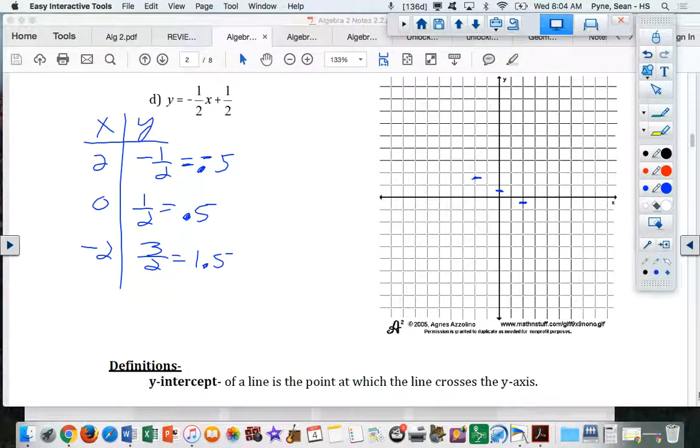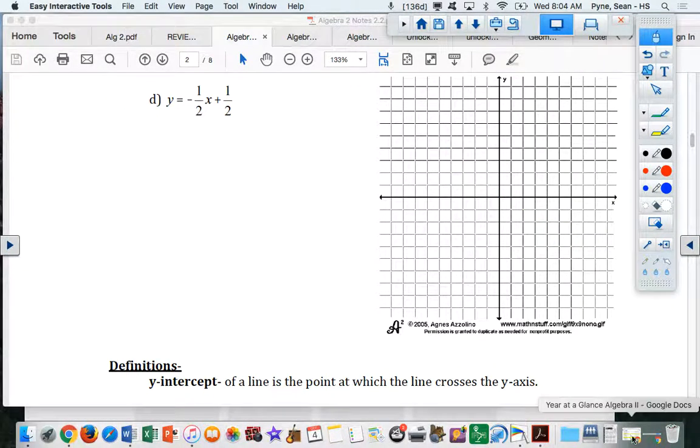Okay. We have our 3 points. And now you just connect the dots. Again, I want to see 3 points with everything you do on these. Any questions from you guys? No. All right. What's our home?